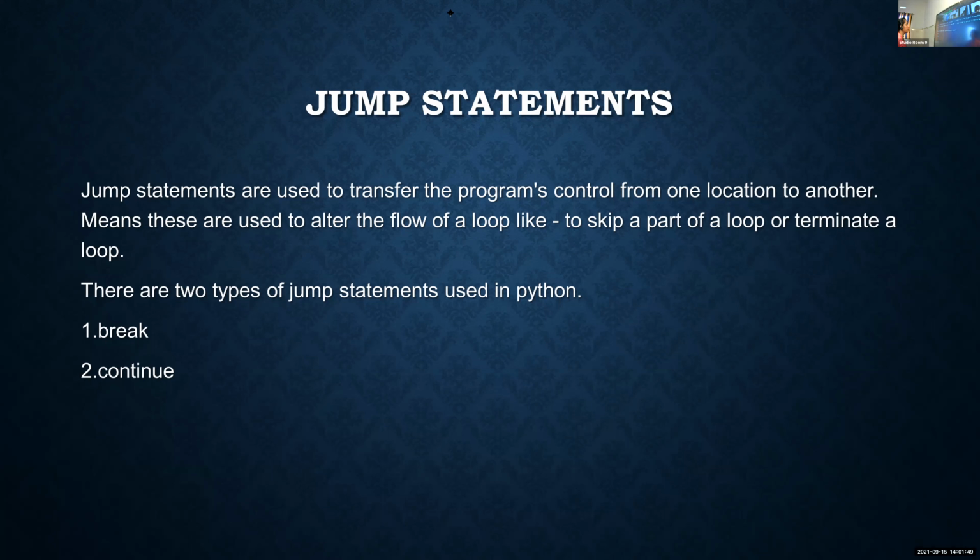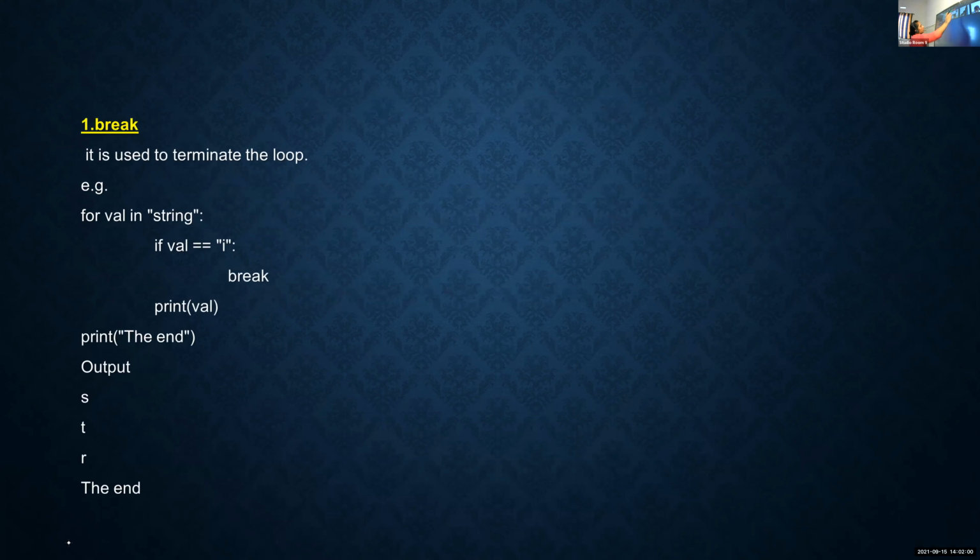There are 2 types of jump statements used in Python. The first one is break and the second one is continue. So here it is break. It is used to terminate the loop. This break statement is used to terminate the loop.